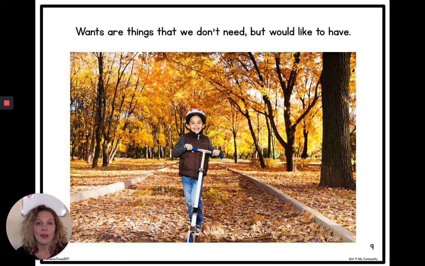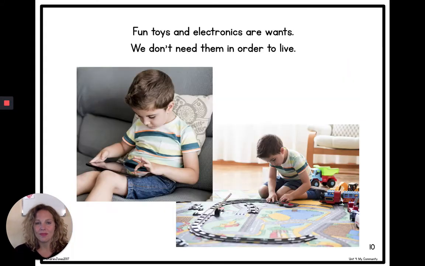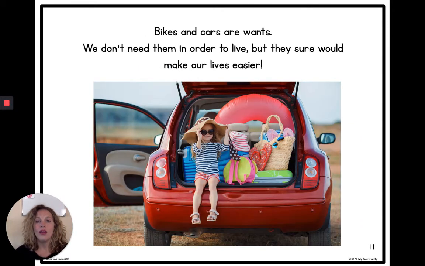Wants are things that we don't need, but we would like to have. Like this little boy's scooter. He doesn't need that scooter to live, but he wants it. Fun toys and electronics are wants. We don't need them in order to live. Bikes and cars are wants. We don't need them in order to live, but they sure would make our lives easier.